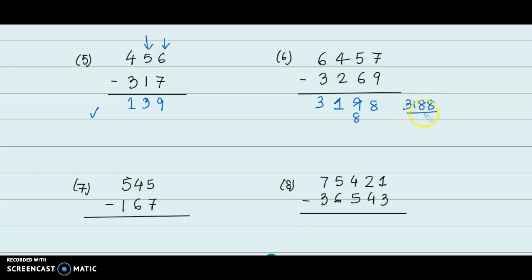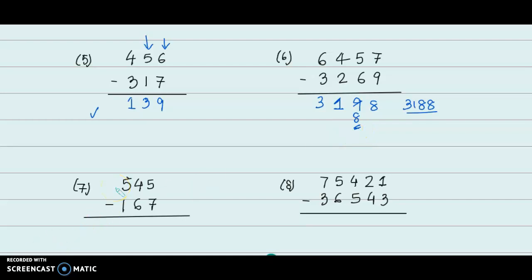3188. The point is, whenever the next set of digits has the top one smaller and the bottom one greater, you have to reduce it by 1. So that is why I have done minus 1 at this step.